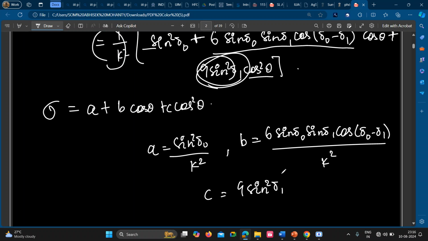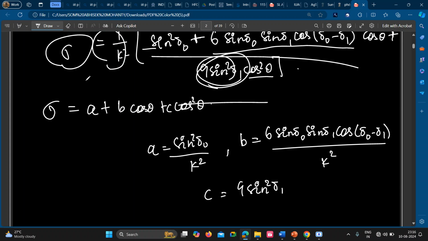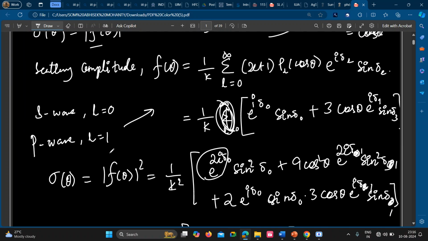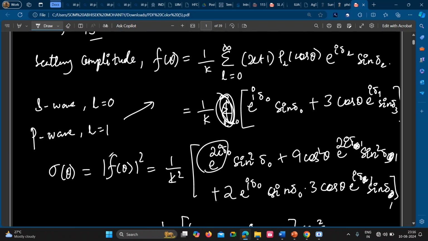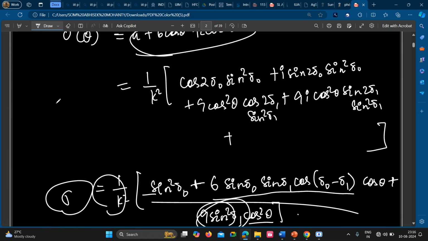Now, what is the next question? What is the value of the total cross section in terms of a, b and c? Again we are asked the total cross section. Sigma is the total cross section, so that is the answer. This is the way to do it. You can't do it directly; you have to expand this type of question, including the exponential terms and all.